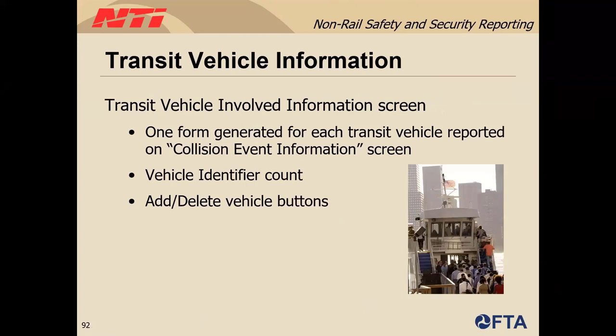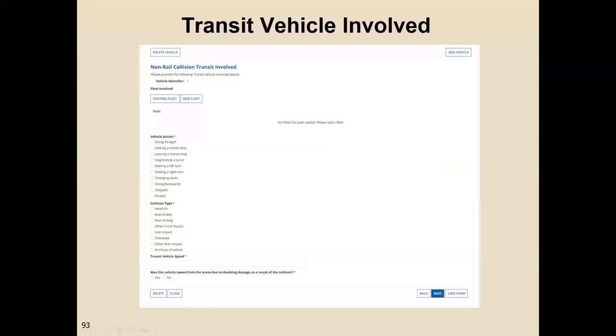The next screen to be presented collects information about the transit vehicle involved. One screen will appear for each transit vehicle involved. The form includes an identifier count and buttons for increasing or decreasing the number of vehicles. This is the transit vehicle involved screen.